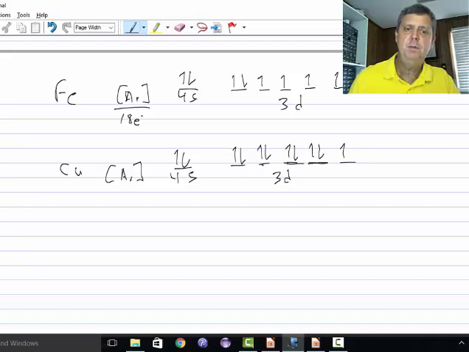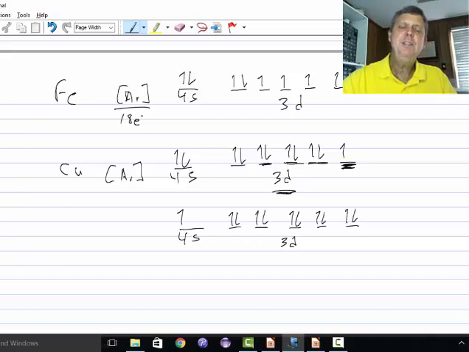That's the expected configuration for copper. But over here we've got this orbital that has 1 electron in it. It makes this whole d subshell kind of asymmetric. It ends up in what happens in many cases. You can see the 4s loses an electron, and the 3d ends up being fully filled. And that makes this entire configuration a little bit more stable.